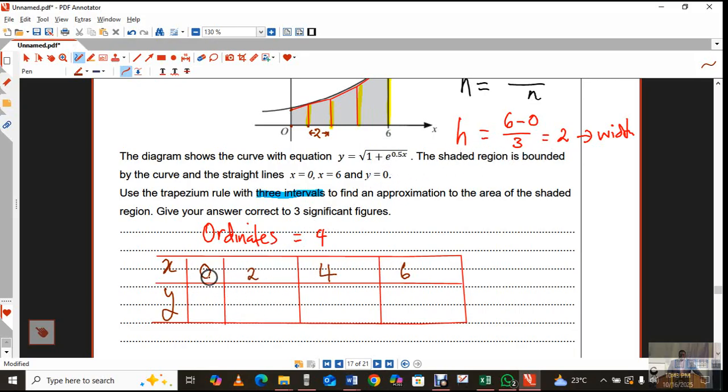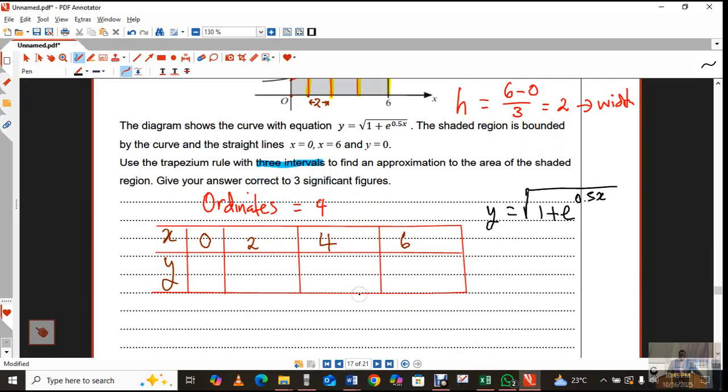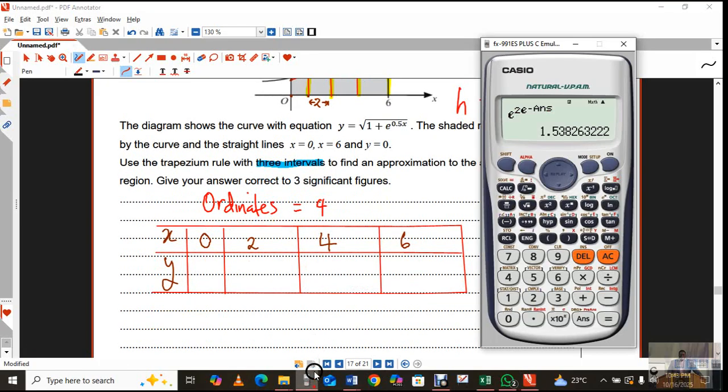You now substitute this into the formula. And what is the formula? The formula is y equals the square root of 1 plus e raised to the 0.5x. That is what we're going to do to see what outcome we are getting, and we're going to write those outcomes there. Okay, so let's grab a calculator and see.